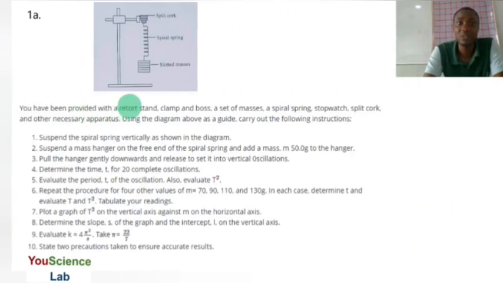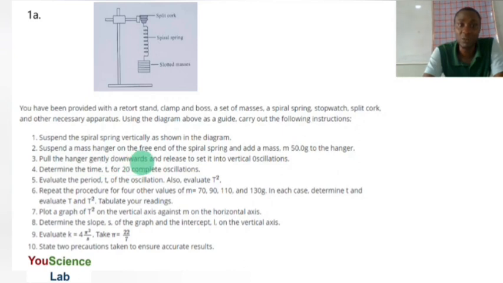You have been provided with a retort stand, clamp and boss, a set of masses, a spiral spring, stopwatch, split cork, and other necessary apparatus. Using the diagram above as a guide, carry out the following instructions. Based on the materials they asked to supply, let's read. Suspend the spiral spring vertically as shown in the diagram. Then suspend a mass hanger on the free end of the spiral spring and add a mass M equal to 50.0 gram to the hanger.